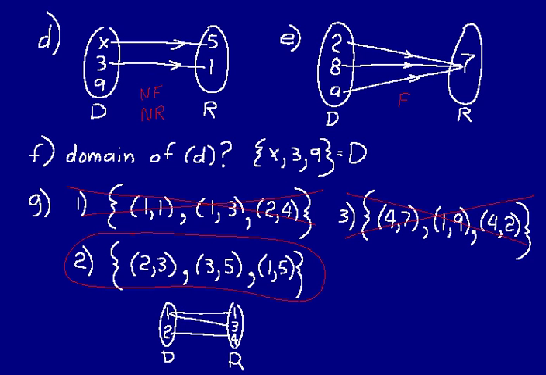So the set of ordered pairs in 2 was the only set out of those 3 that was a function. Okay, well that's all for lesson 84.